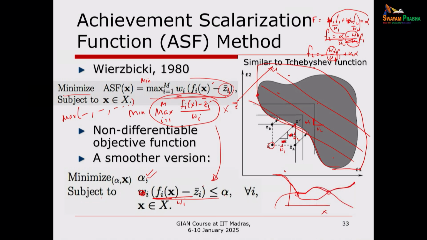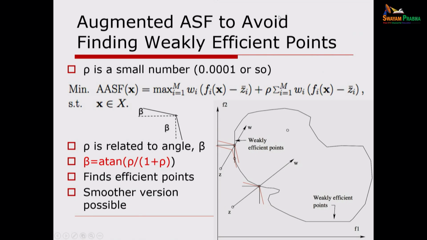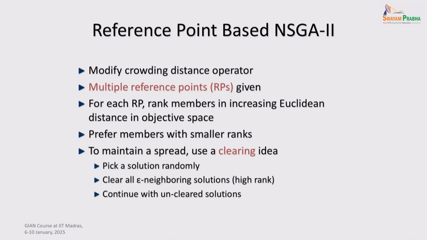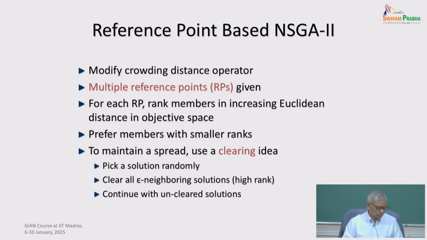I'm not going to go into the ASF, but just to say that with ASF you can find any point on the weak front as well. If you do the augmented ASF, then you only find the Pareto, not the weak. But that's all I'm going to say here. Let me now go back to, so that's the origin of this figure, and then what we're going to do is modify NSGA2 to find them.